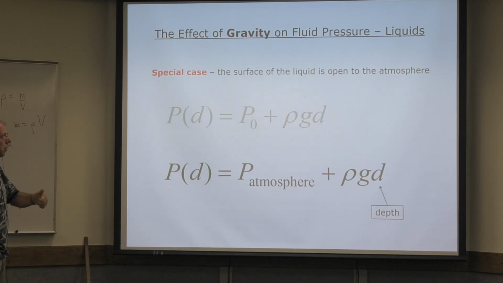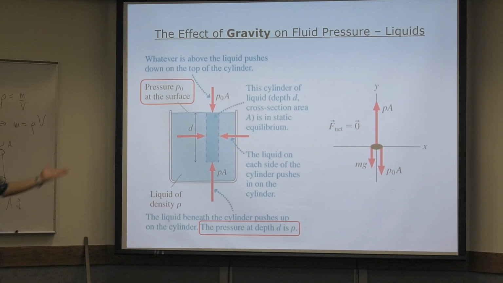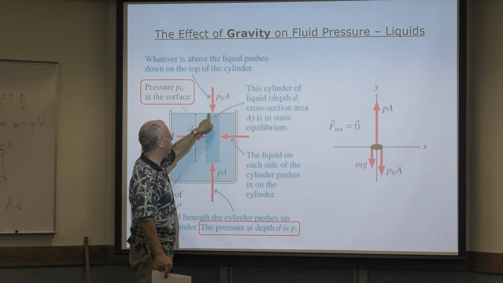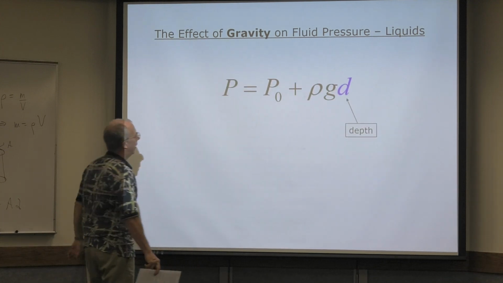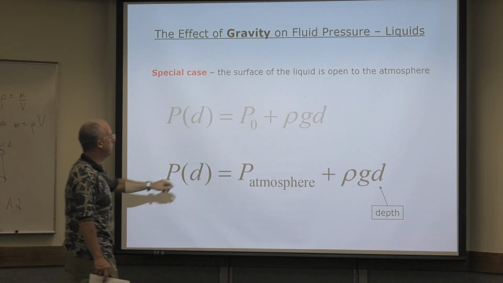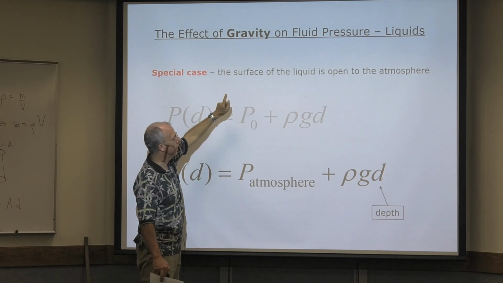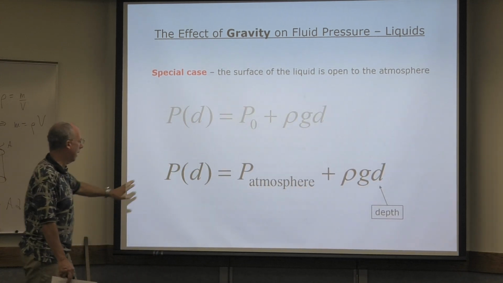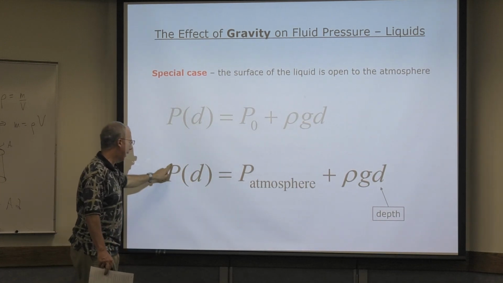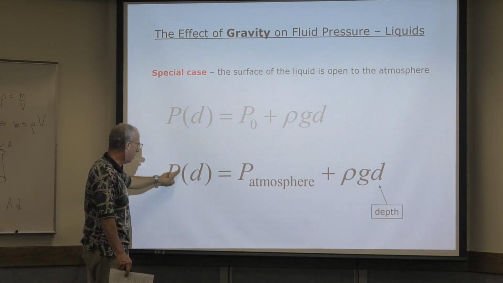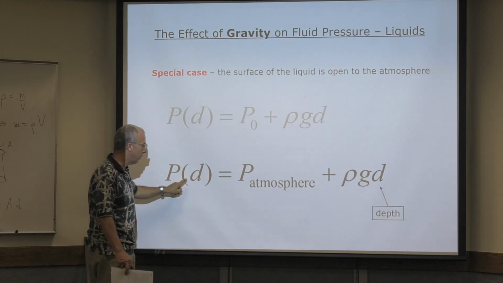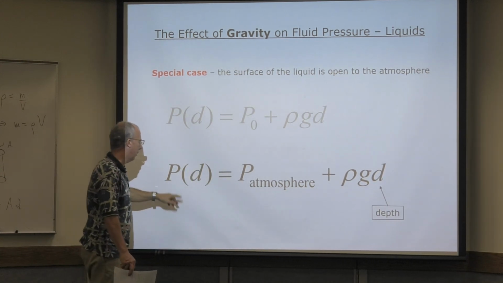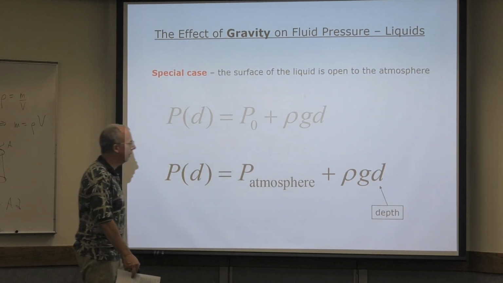Now let's do a special case, which is this, right? The special case is when there's no piston here, it's just atmospheric pressure. So the special case is this P0, right? The surface of the liquid is open to the atmosphere, so P0 is just P atmosphere, okay? I just wrote it like that to say that the pressure is a function of depth, okay? You don't have to write that if you want, but the pressure depends on depth.